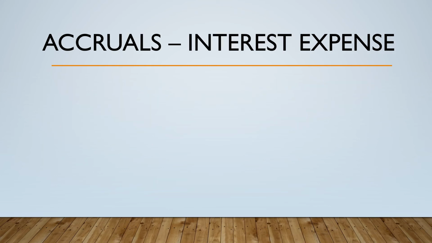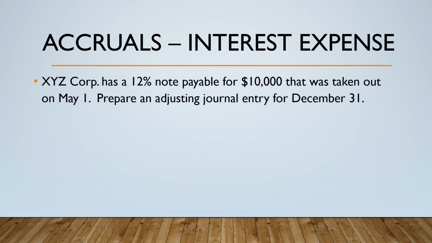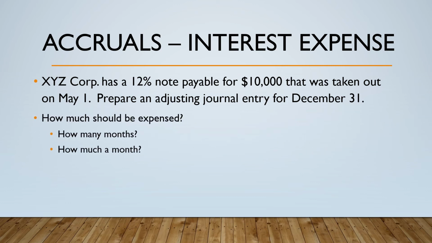The next entry to look at is the interest expense. So with interest expense, we have this example. XYZ Corp has a 12% note payable for $10,000 that was taken out on May 1st, and we need to prepare an adjusting journal entry for December 31st. So as always, first question, how much should be expensed? And we can break this into how many months and how much is it going to be for a month.